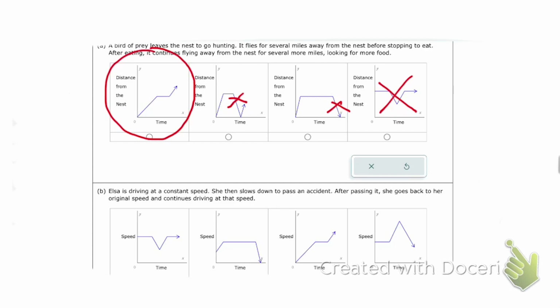Here we have Elsa driving at a constant speed. Okay, so initially, for the first period of time, the speed is constant, which means the speed is going to be flat. The speed is not going to be changing. So there, it's not changing. Here it's going up. So that one's no good. The speed's not increasing. Here, speed's increasing. That's no good. And here, the speed is flat. So we're all right there. So as of right now, the first one and the last one are possibilities.